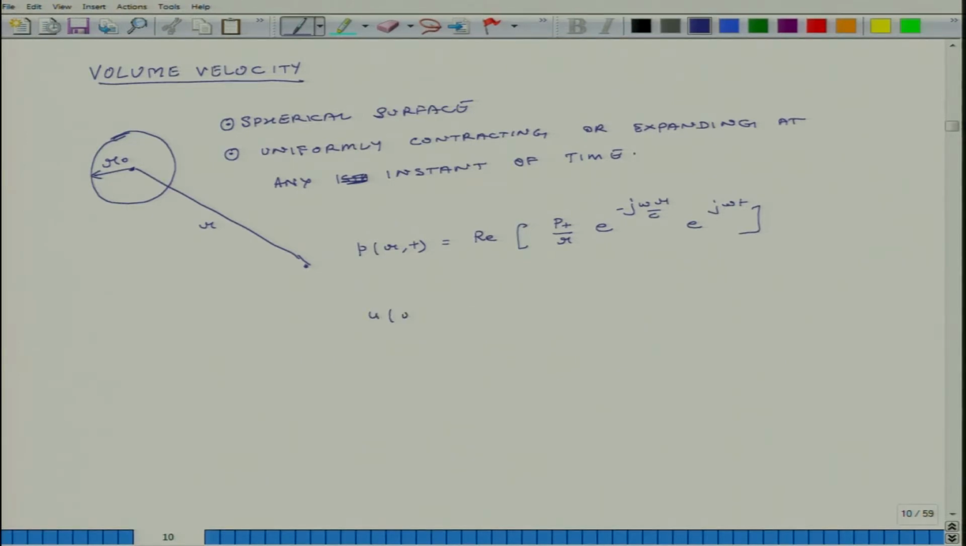Similarly, the velocity of the particle of air at location x is the real of u plus. Or I do not have to talk about u plus, I can express it as P plus by r times 1 over z, where z is the specific acoustic impedance for spherically propagating waves, times e^(-j omega r over c) e^(j omega t).